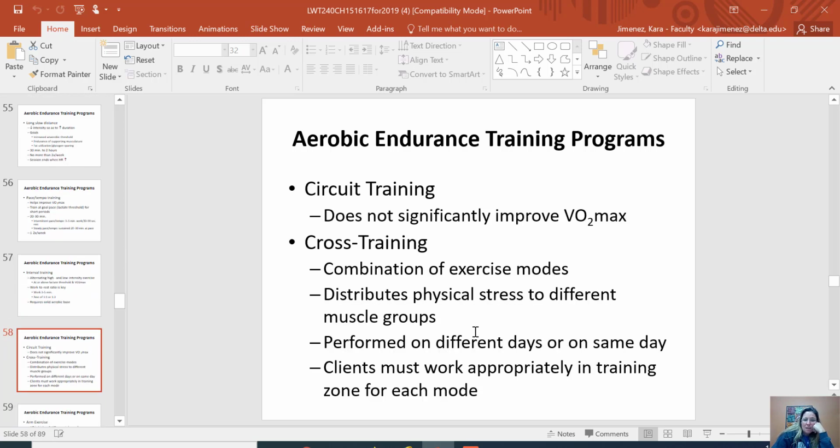And then the last couple other types are circuit training, which I'm sure all of you are familiar with. You've been doing it already in your programming. Cross training is different modes. I'm going to bike for the next 6 weeks, then I'm going to swim for 6 weeks, and then I'm going to run for 6 weeks. Those are examples of cross training.